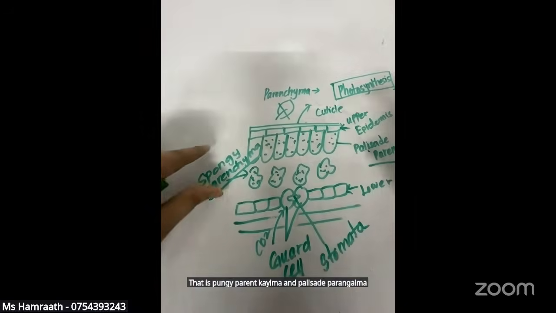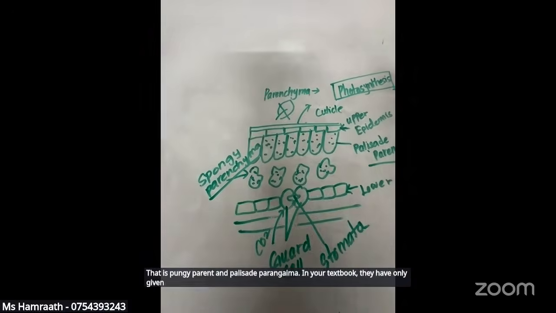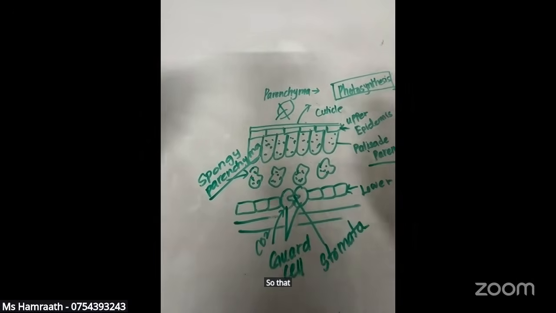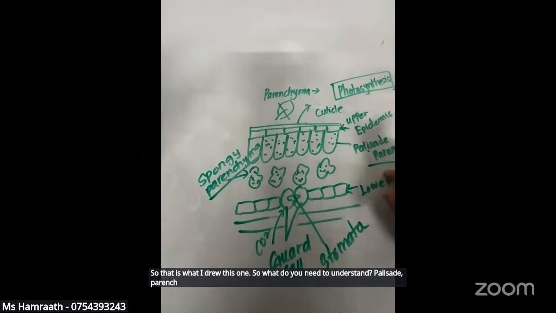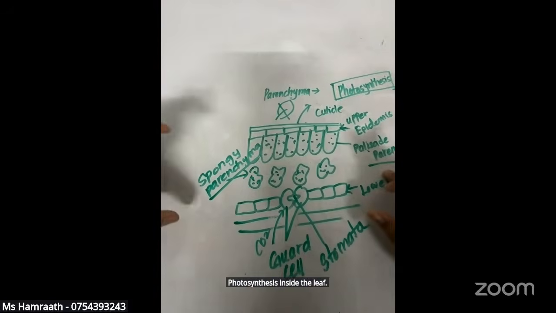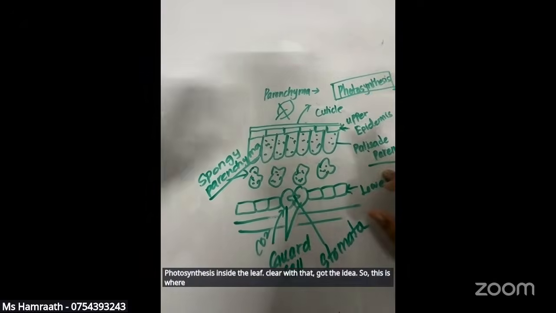In your textbook, they have only given this name, but they didn't tell you what it is. So some people try to memorize this name by heart because they don't know what it is. They don't have time to research it. That is why I drew this. So what do you need to understand? Palisade parenchyma is the tissue inside the leaf that does photosynthesis, and spongy parenchyma also does photosynthesis inside the leaf. Clear with that? Got the idea? So this is where the photosynthesis takes place inside the parenchyma.